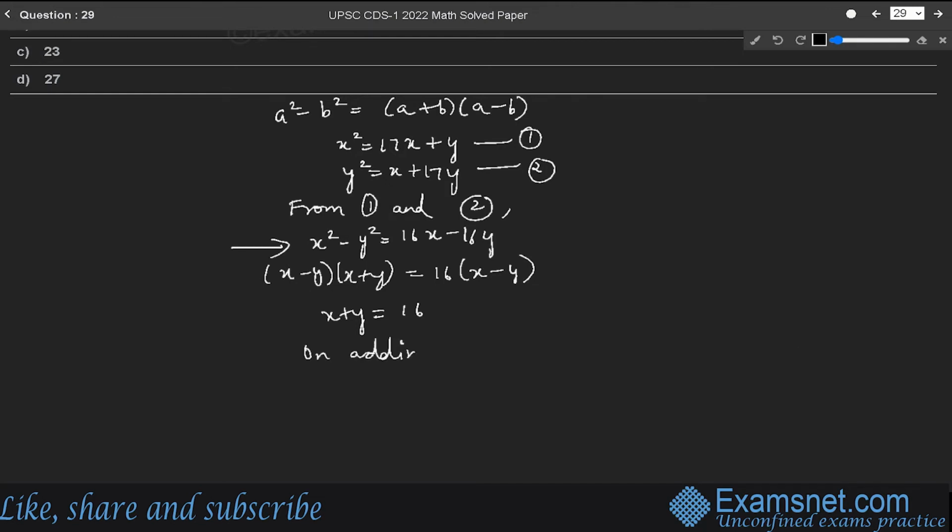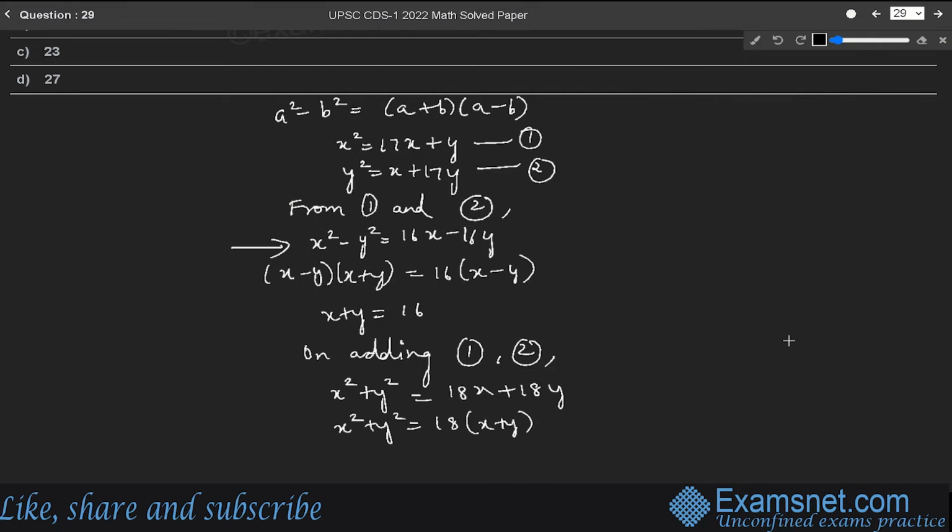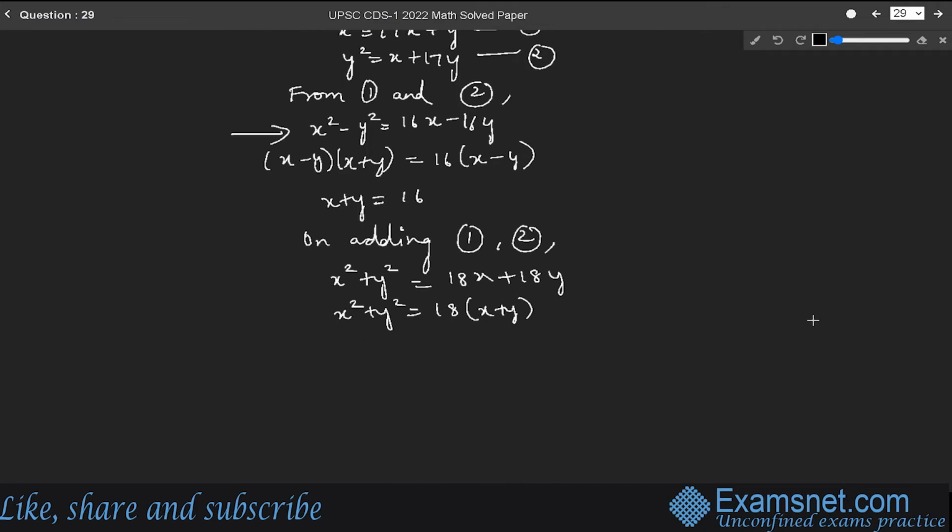on adding 1 and 2, x square plus y square is equal to 18x plus 18y. X square plus y square will be equal to 18 is common into x plus y. Now we know the value of x plus y. X plus y is 16. So putting the value here, x square plus y square is equal to 18 into 16. So x square plus y square will be equal to 288.